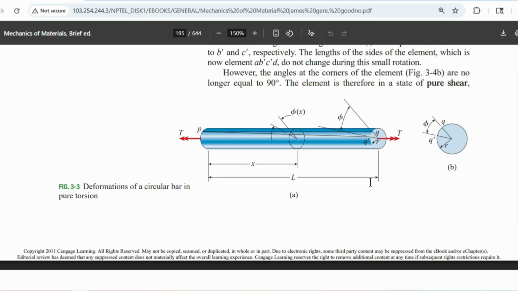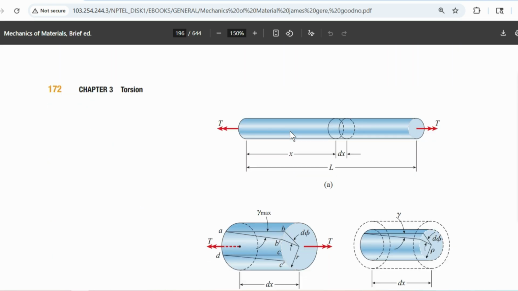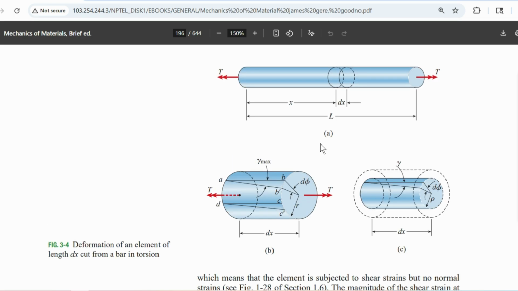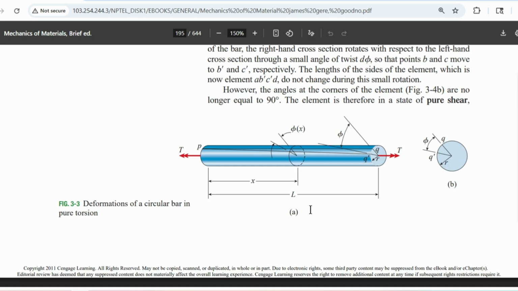So if we have this angle, is it the same? Oh, they're talking about d phi. Yeah. So this angle right here is d phi. Now, this d phi should just be phi of x, right? Unless I'm just losing my mind.